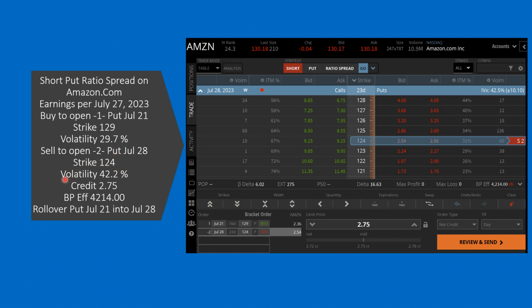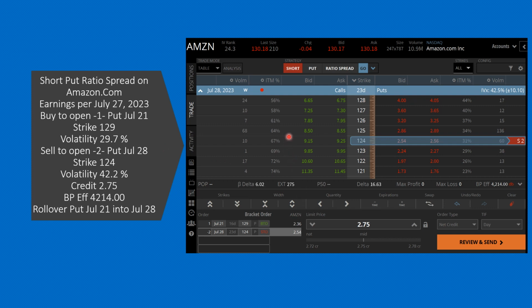So I get a credit of 275 because these two puts finance the purchase of that one put. And this strategy seems quite interesting, because again it's profiting from the high volatility. And if until 21st July nothing happens, you would roll over this single put option from July 28 to the following week, still profiting from these two puts on July 28.